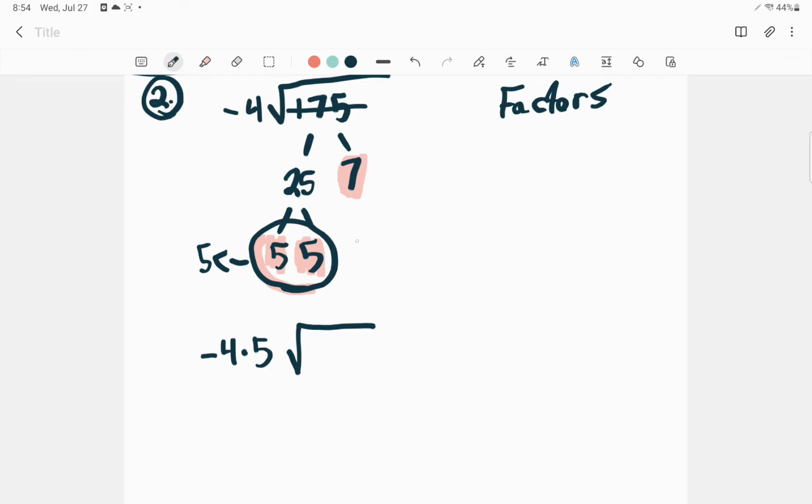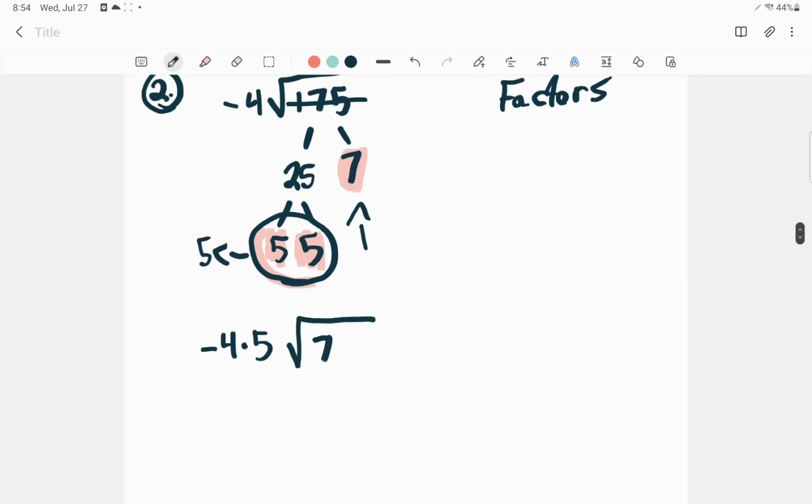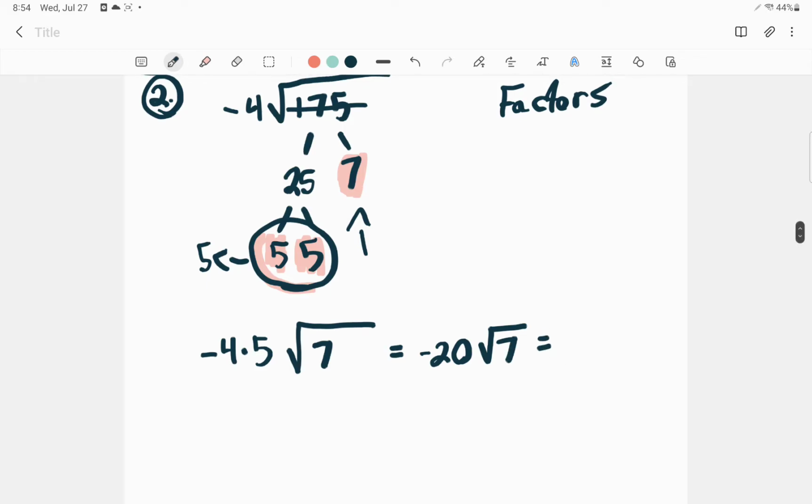Now, it's anything that's going to be left inside. Remember, anything that does not have a group is always going to be left inside the radical. As you can see, I have a 7. Does the 7 have a group? No, it doesn't. So that one's going to be staying inside. So my simplified answer for this problem is going to be -20 square root of 7, which is equal to -4 square root of 75.